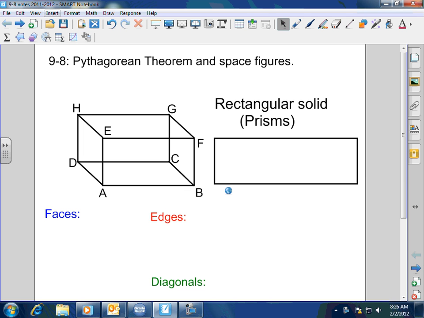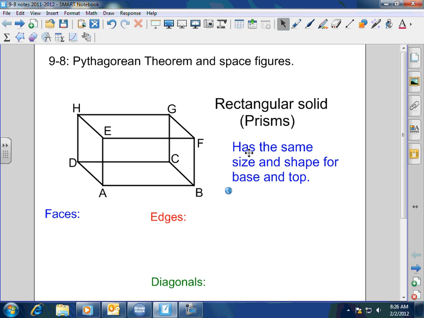Just like you see here, you have what's called a rectangular solid or a prism. And a prism is not just a box. To be exact, a prism has the same size and shape for both the base and the top. Now, what am I talking about, base and top? Well, this down here would be the base. Why is it the base? Because that is what it is resting on. And it is identical to the top part of this particular prism. When you have both the base and the top being equal, that signifies that it is a prism.